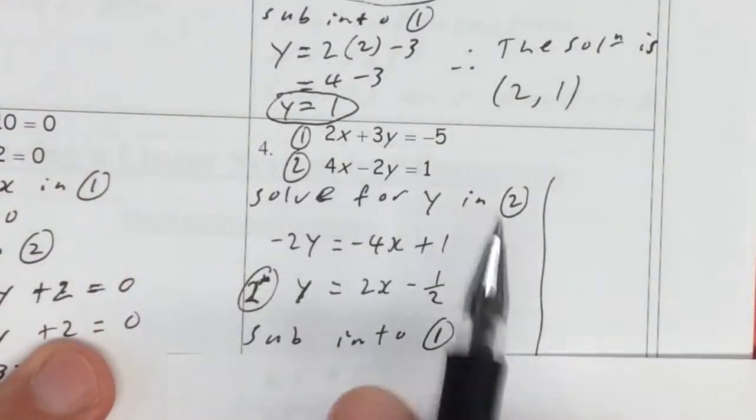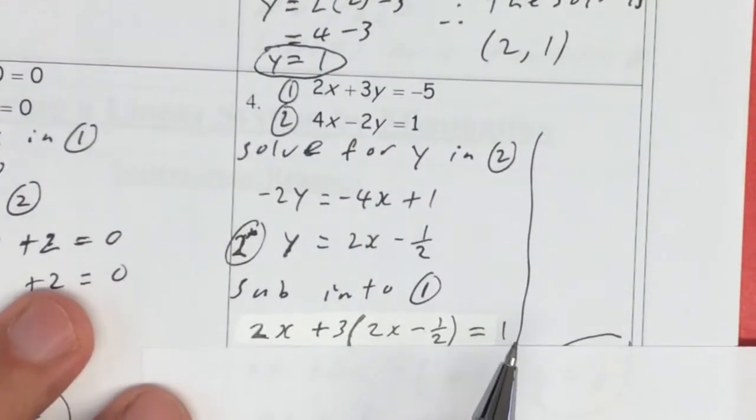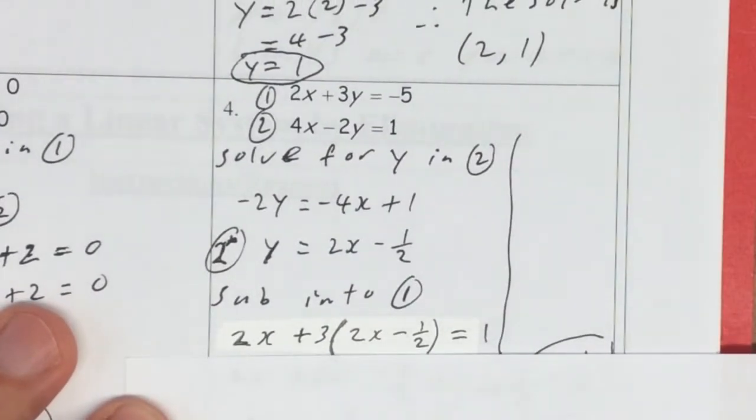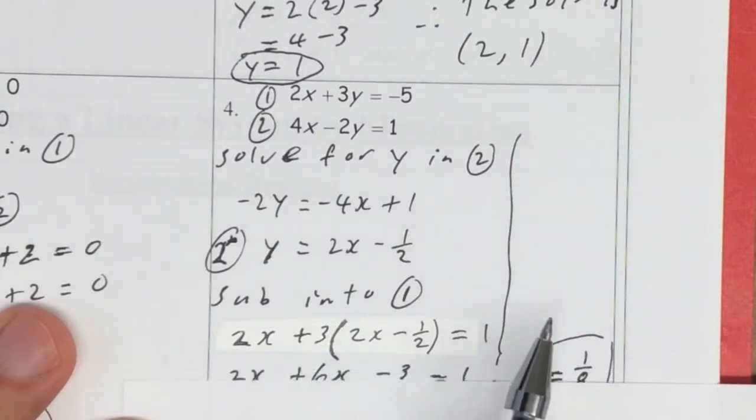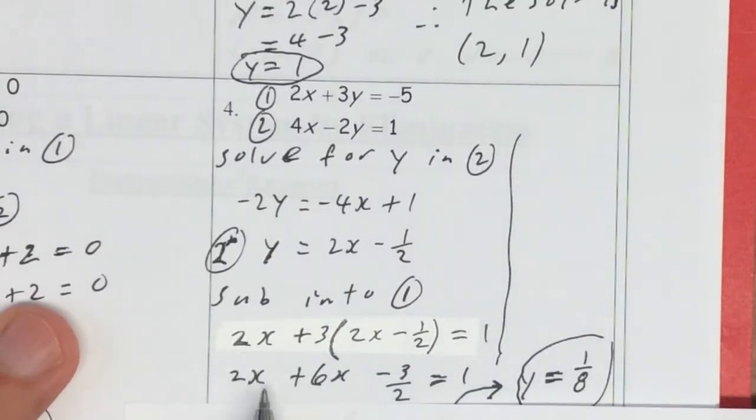That expression for y, and I get this one. It's not looking so nice now, right? You got the fractions again. Expand, put that 3 inside. So you get 2x plus 6x minus 3 halves equals 1.